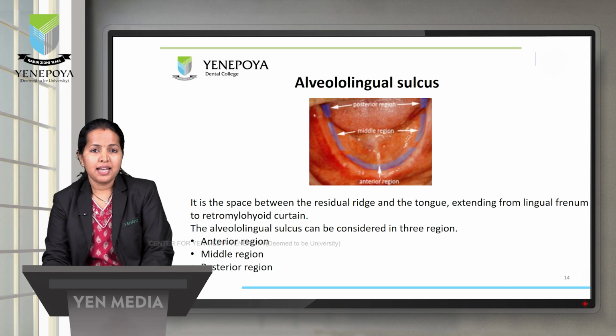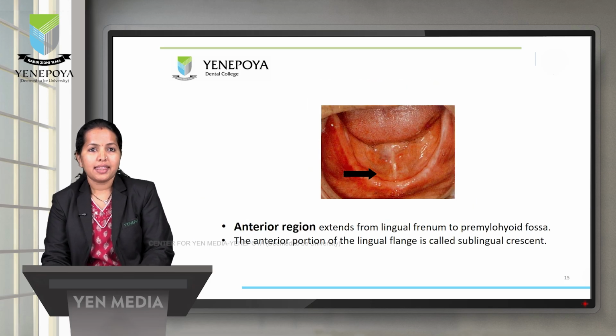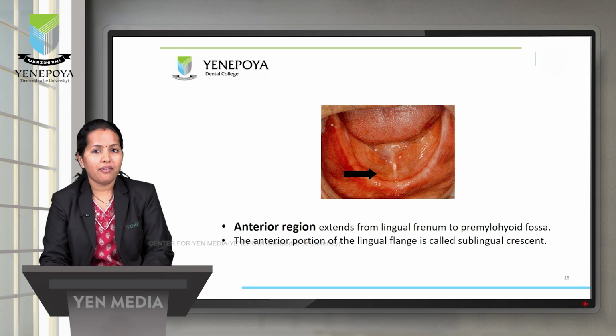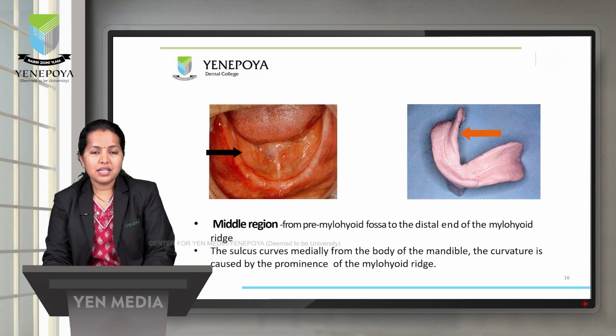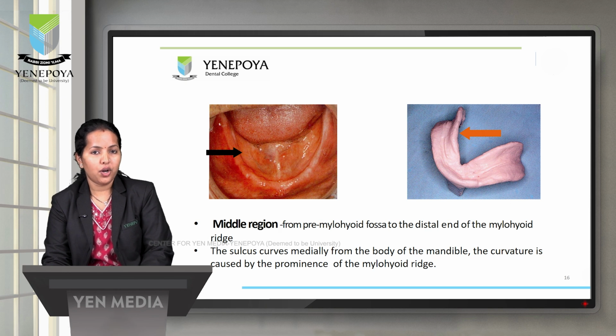Alveolingual sulcus. The space between the residual ridge and the tongue, extending from the lingual frenum to the retromylohyoid curtain. This region is divided into three sections: posterior region, middle region and anterior region. The anterior region extends from the lingual frenum to the premylohyoid fossa. The anterior portion of the lingual flange is called the sublingual crescent. Middle region, that is from the premylohyoid fossa to the distal end of the mylohyoid ridge.